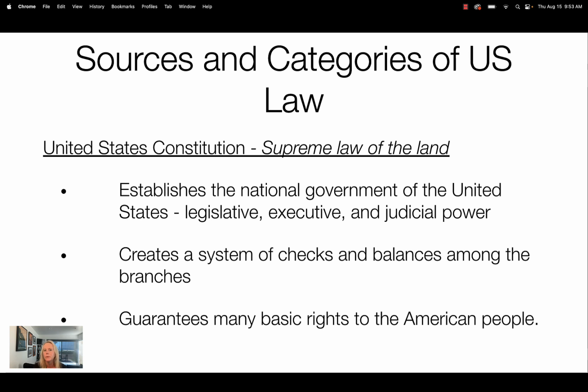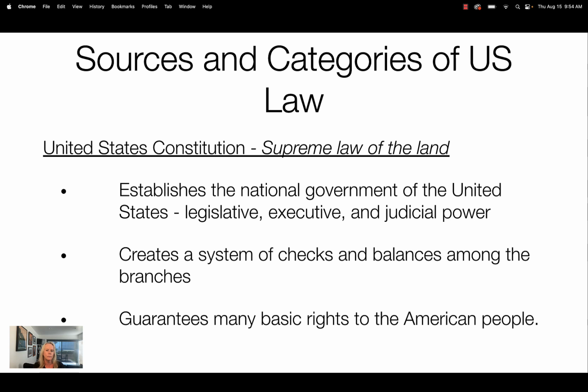Moving on to sources and categories of U.S. law, the U.S. Constitution is our main source of law. It is the law of the land. The U.S. Constitution creates our government. It outlines our three branches of government, the executive, the legislative, and the judicial branch. I will talk more about those in the Constitution lecture.